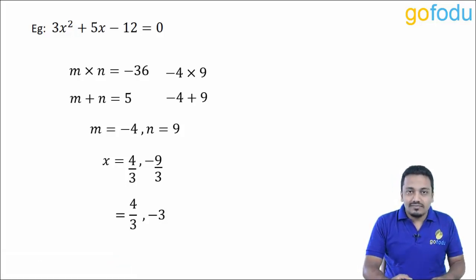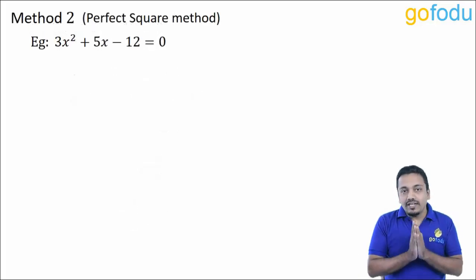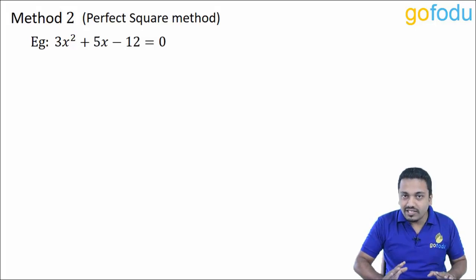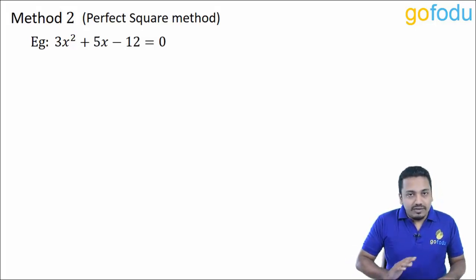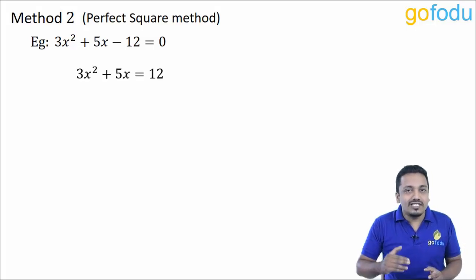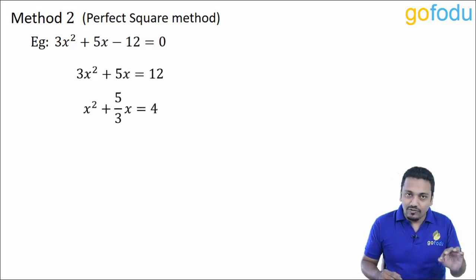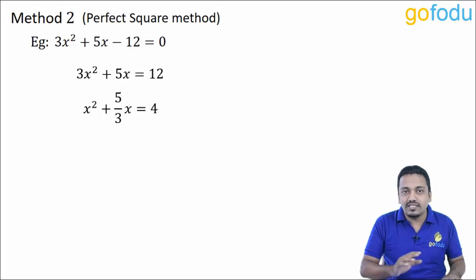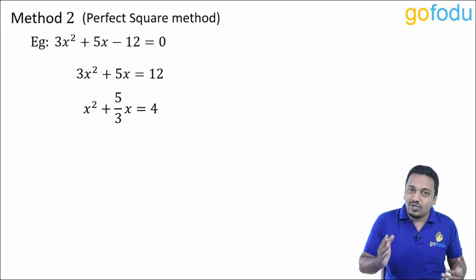Right? Now another method of solving quadratic equations is by making perfect squares. Now this is not a method we usually go for, but it is important to have a look at it. Same question as before. Take the constant term to the right, we will get 3x square plus 5x is equal to 12. Next, divide both the sides by the coefficient of x square. To make the coefficient of x square 1, we divide both the sides by it. So x square plus 5 by 3x is equal to 4.